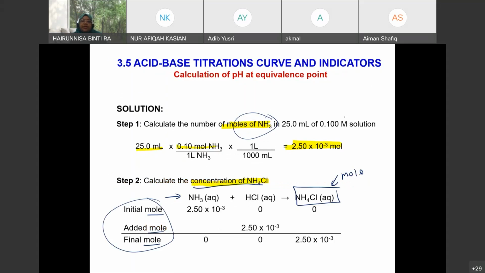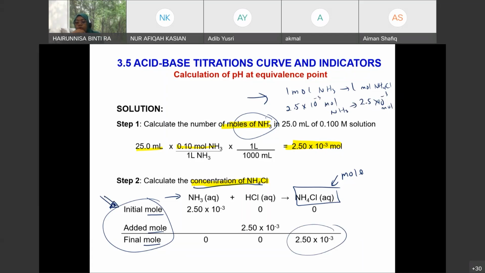Okay, saya tak adalah nak wajibkan you kena buat juga table mol ni. Sebenarnya kalau you faham, you calculate mol ammonia because we know that it is 1-to-1 ratio. Kalau you buat ratio biasa tu, 1 mol of ammonia produce 1 mol of ammonium chloride. So kalau dia 2.5 mmol of ammonia, ni yang biasa you all buat kan, so mesti dia dapat sama juga kan, 2.5. So basically sebenarnya benda ni samalah dengan kita buat dalam bentuk table kat sini. Okay, benda yang sama. Tujuan kita nak dapatkan berapa sebenarnya mol untuk ammonium chloride.